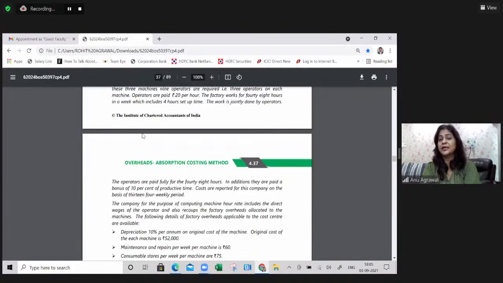The work is jointly done by operators. The operators are paid fully for the 48 hours. Obviously, you'll pay the workers always for full hours. You won't say that this time is being spent on maintenance, so I will not pay. So this kind of a thing doesn't happen. Now, in addition, they are paid a bonus of 10% of productive time. Costs are reported for this company on the basis of 13 4-weekly period.